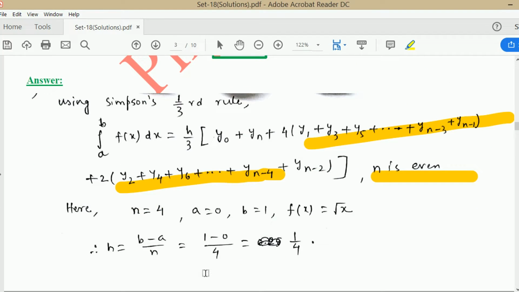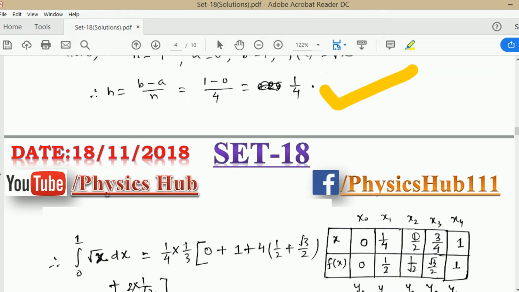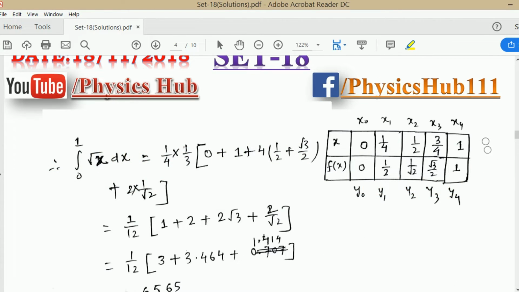Now we have to calculate h. So h equals (b minus a) by n. In the last problem, h was given and we found n. Now n is given, so we have to find h. Accordingly we found h, and we just put the values after making this table. I have already shown you how to make this table, so you can check it out.